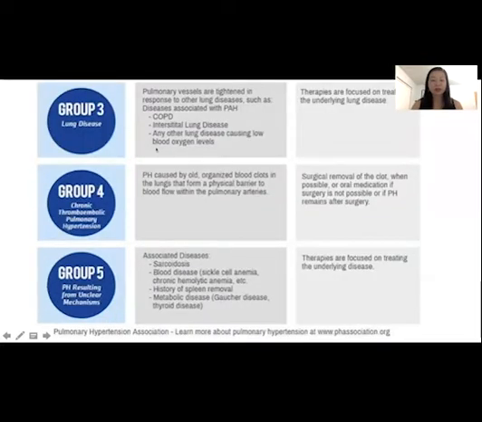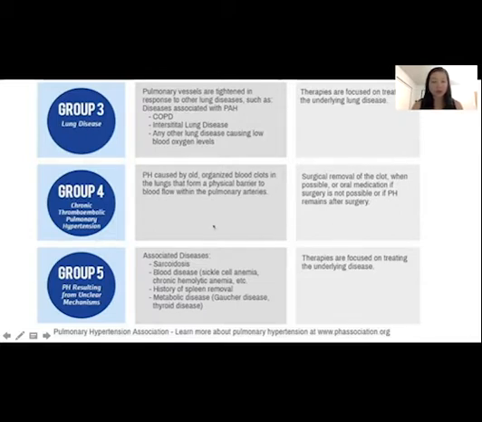Group 3 pulmonary hypertension is due to chronic lung disease, such as COPD, interstitial lung disease, or any other lung disease causing chronically low blood oxygen levels, or obstructive sleep apnea, which causes low oxygen levels at night. Therapies are focused on treating the underlying lung disease and correcting the problems with the low oxygen, such as wearing a CPAP or wearing oxygen.